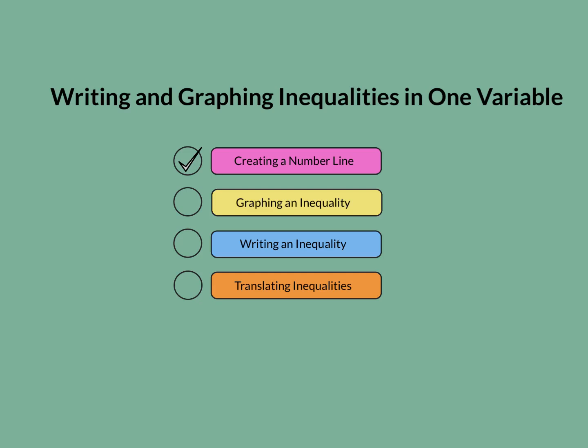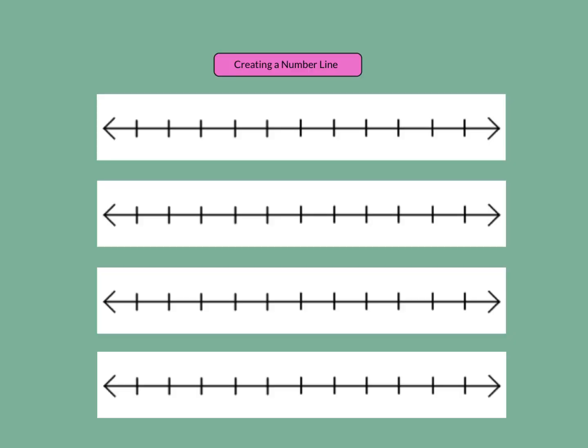As part of writing and graphing inequalities, let's review how to create a number line of our own. We're going to create a couple different examples. We'll start with just basic integers. And we don't always have to have 0 in the middle. We'll get more into that when we start actually graphing inequalities that we have.